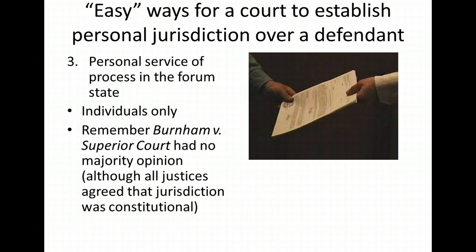So I would say that in 99.99% of the time, personal service of process on the individual in the forum state is constitutionally sufficient. However, in a very, very oddball factual situation where it does seem unfair or unreasonable to subject the defendant to personal jurisdiction in a given case, the argument is still open to be made.